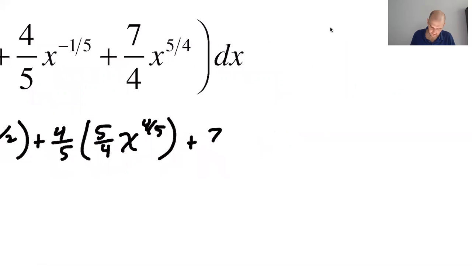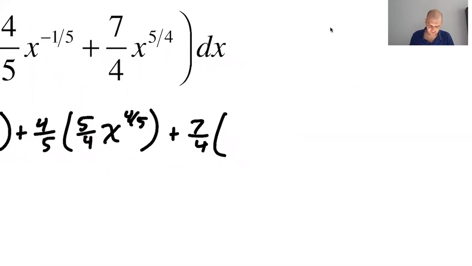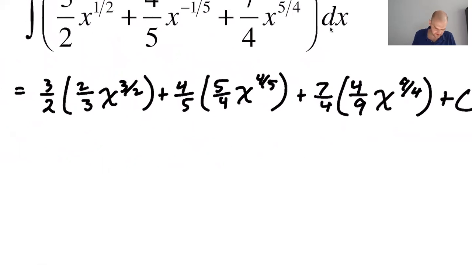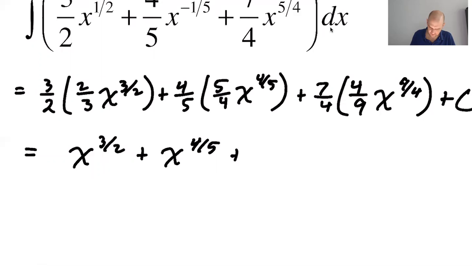And then 7/4. If I add 1 to this, trick question. They don't all just work out. 7/4. So if I add 1 to 5/4, that's 9/4. So 4/9 x to the 9/4 and plus c. Then when we simplify, a lot of it's really nice. X to the 3/2 plus x to the 4/5 plus gross 7/9 x to the 9/4 plus c.